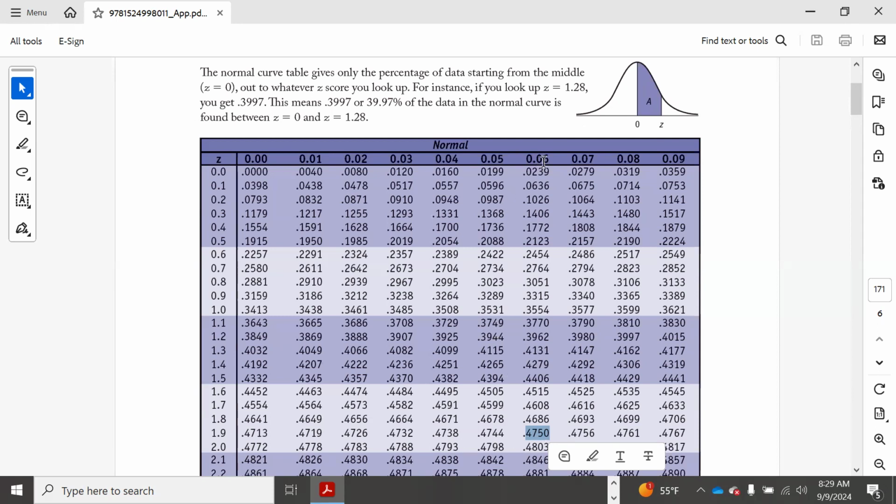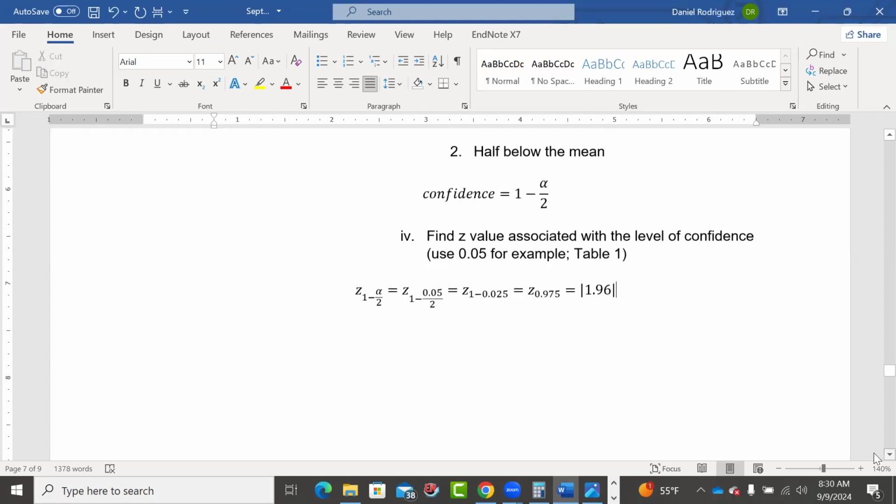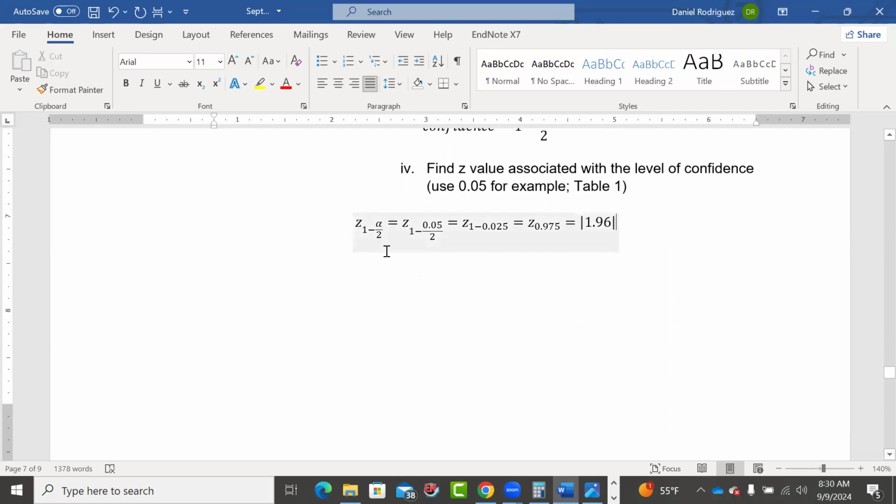Because this is the hundredths value, 0.6. This gives you the tenths. So there you go. So we go back to our nice little work here, and we get our z value is equal to 1.96. Now the reason I did 1.96 within these brackets here, right?